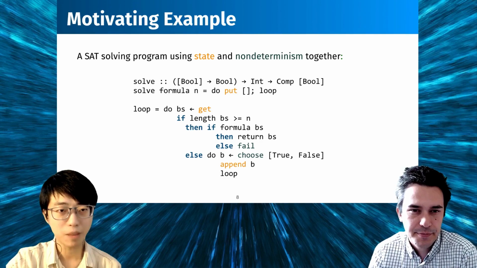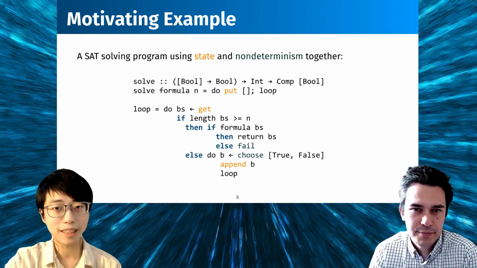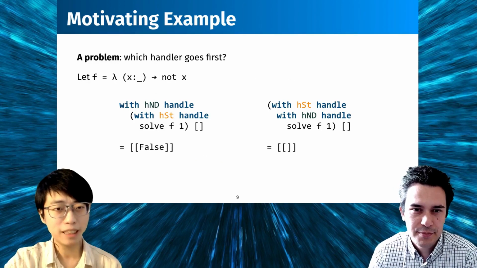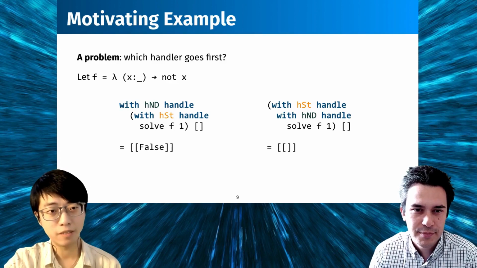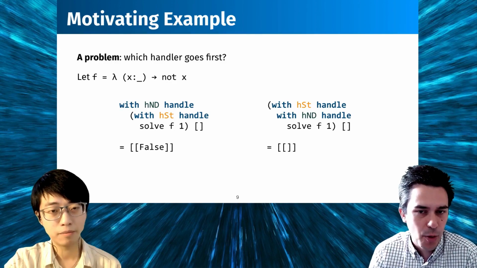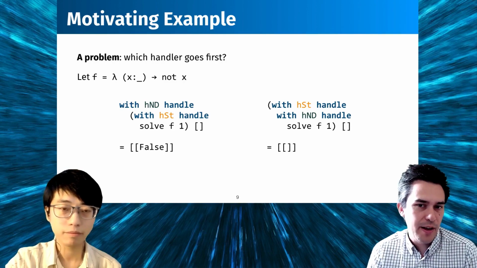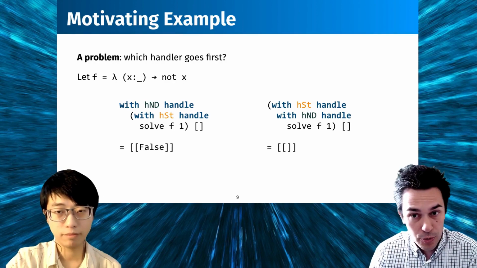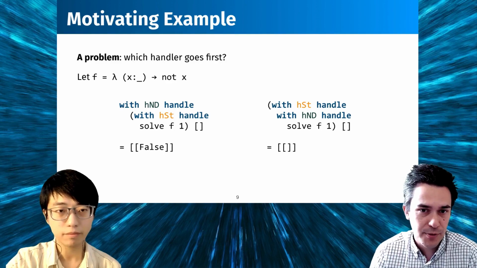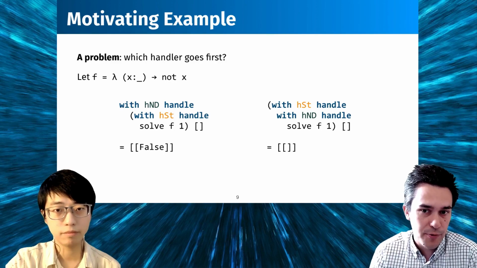Wow, this is cool. But you said you are stuck at this program. What's the problem here? It seems to work very well. Right, the program is fine. What puzzles me is the order of applying handlers to the program. We can either apply the handler for non-determinism first, or the handler for mutable state first. But I was surprised that only one of them gives the correct answer.